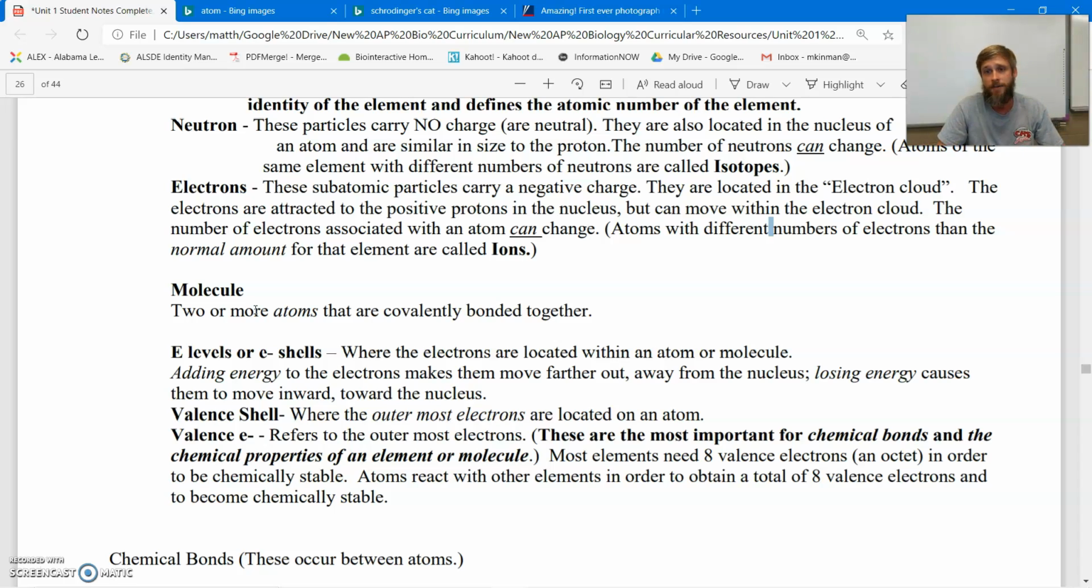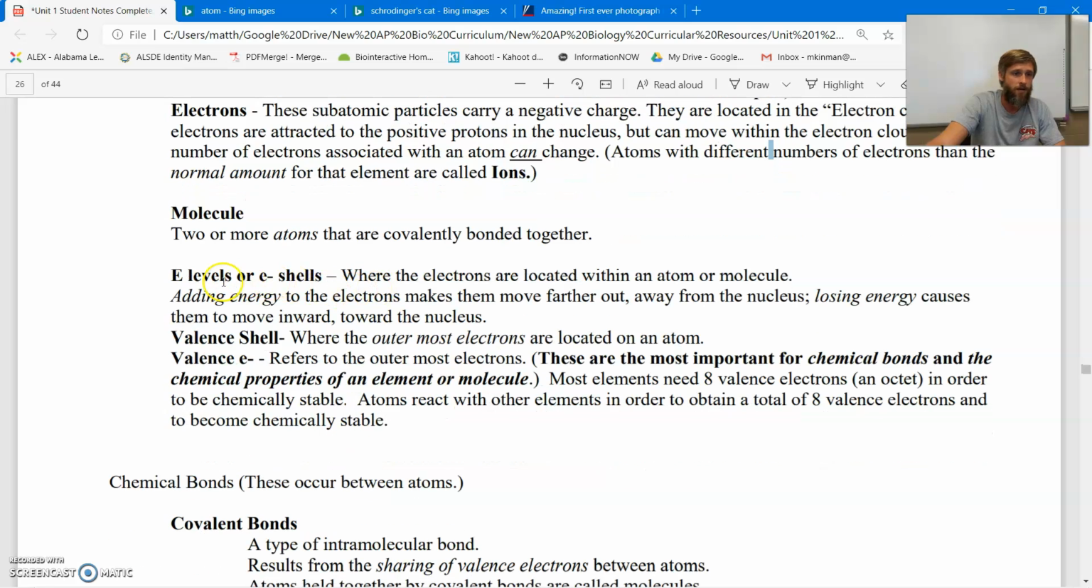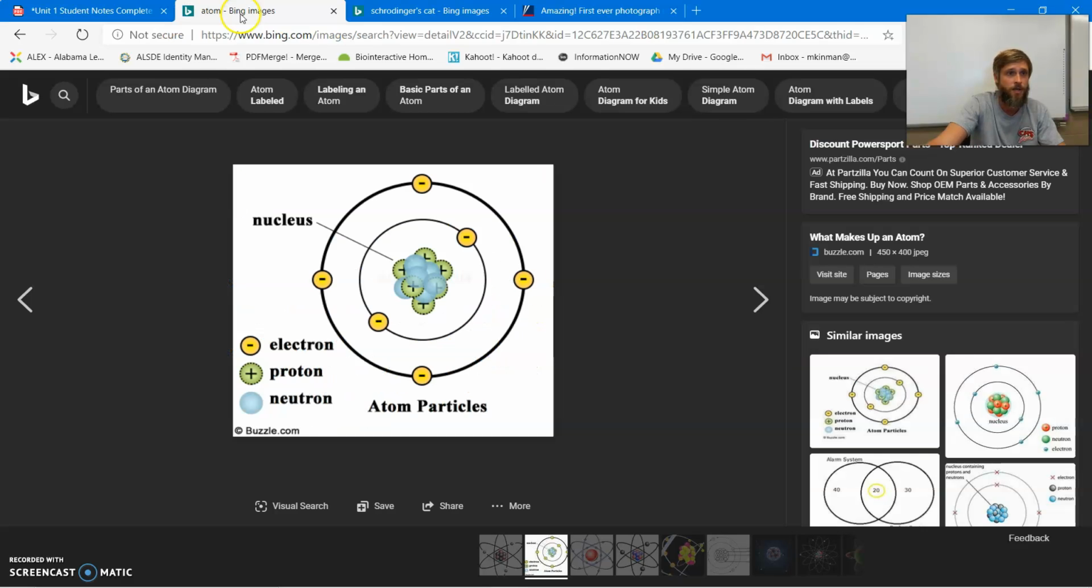We're going to talk a lot about different types of molecules that your body uses to stay alive and do other things. And then we have energy levels, or E shells, where electrons are located within an atom or molecule. Adding energy to the electrons makes them move farther out, away from the nucleus. Losing energy causes them to move inward. So if we look at our fake image here, if you add energy to these electrons, they'll move farther out of their energy levels. If we take away energy, they'll move farther in.